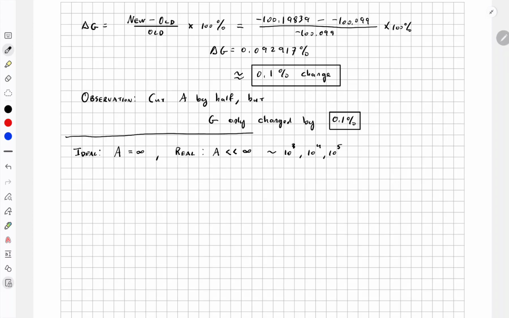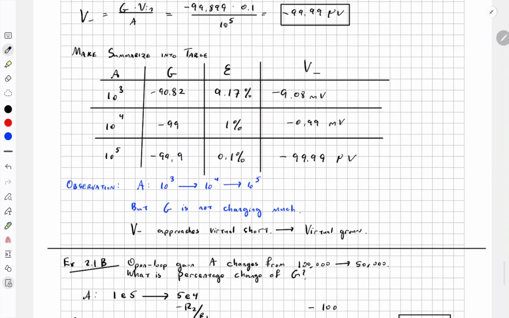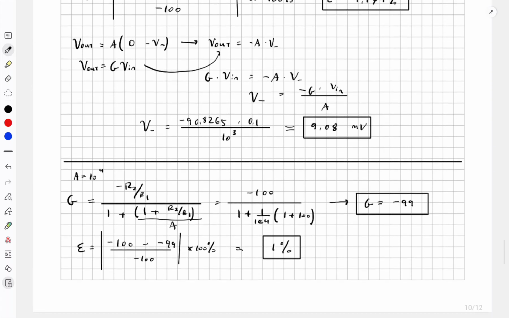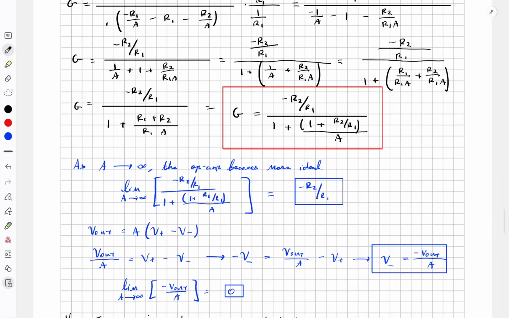But previously we have figured out that not having the op-amp open loop gain be infinity will have an effect on the closed loop gain, G, as we have found in the formula found here.